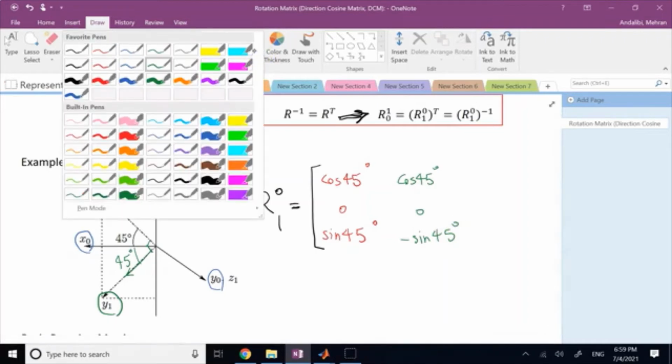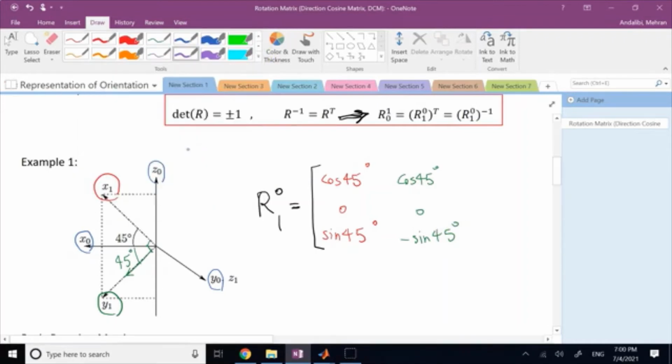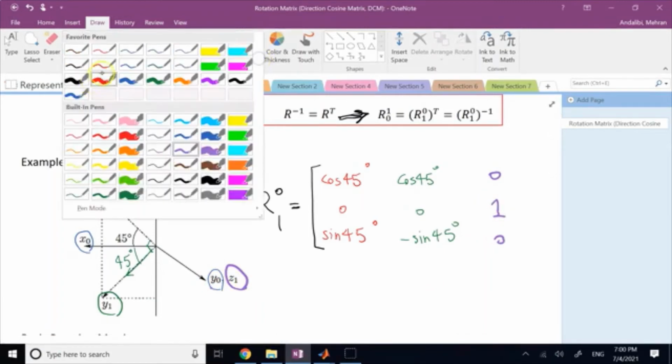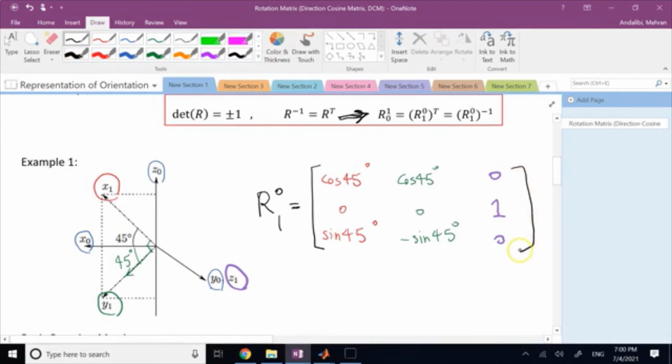And finally, we go down to the last one, which is z1. And z1 is perpendicular to both x0 and z0. So both of these are 0, and it is fully along y0. So this is going to be 1. And that's it. This is my rotation matrix. As you can clearly see, the magnitude of each column is 1, and each column dot product with the other column is 0.